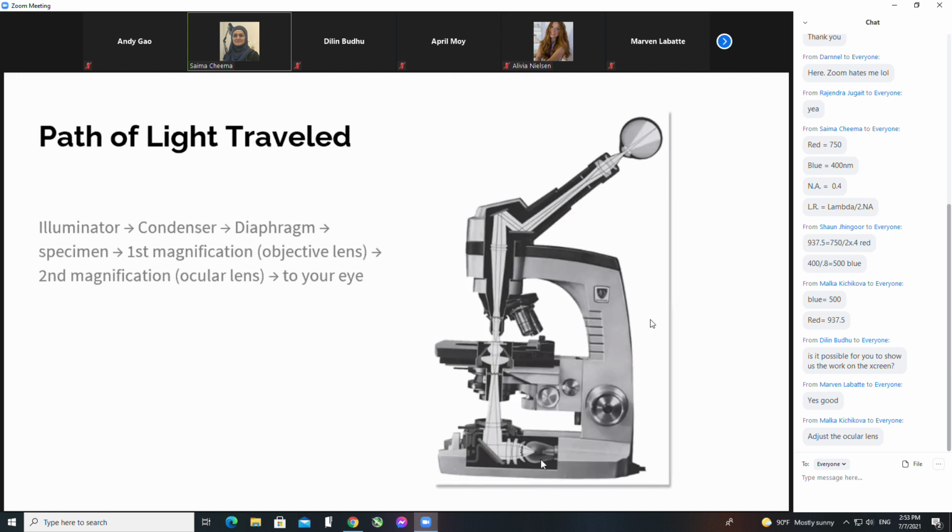Here is the path of light: it originates from a light source, passes through the condenser, passes through the stage, through the specimen, and then through the objective and the mechanism and the nose piece, and then eventually out the ocular lens, and that's where you see it.